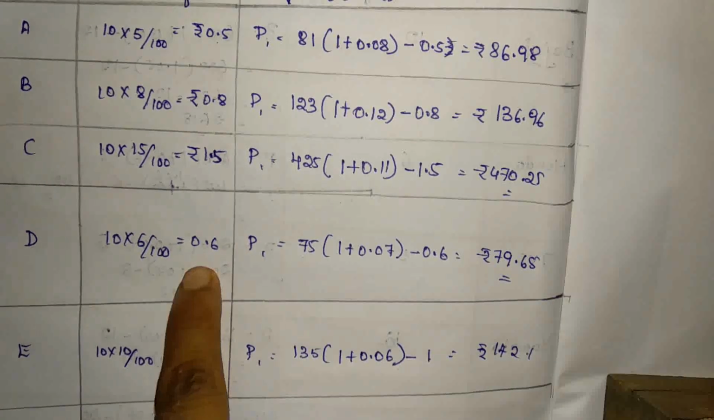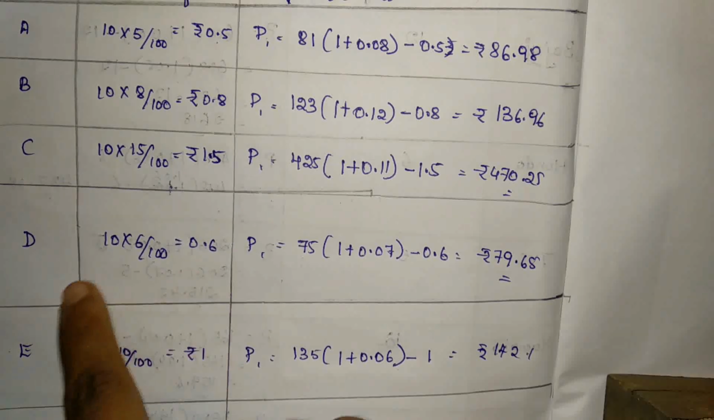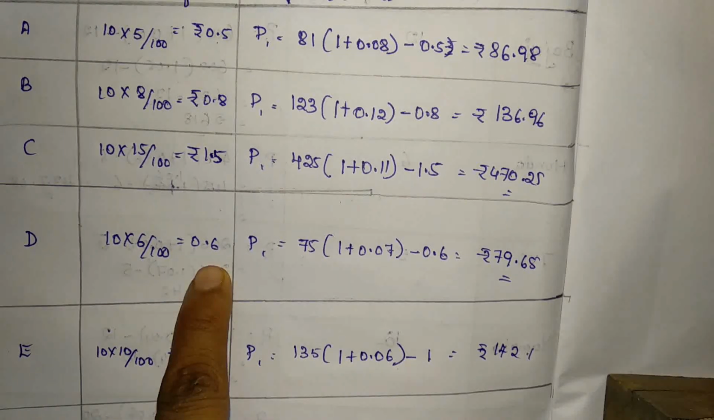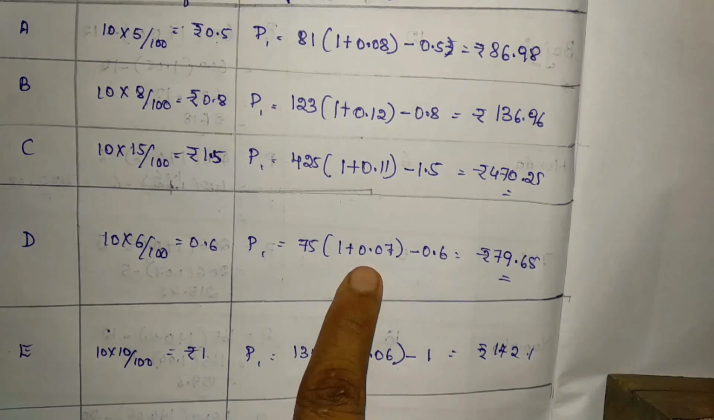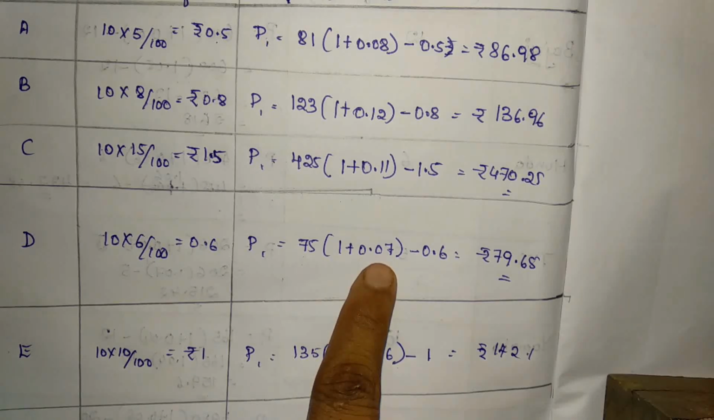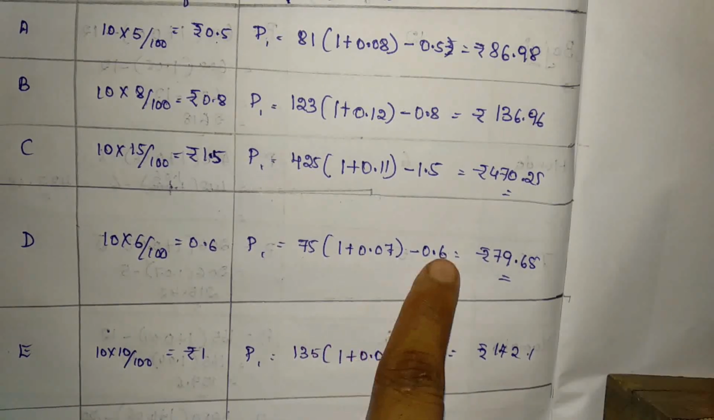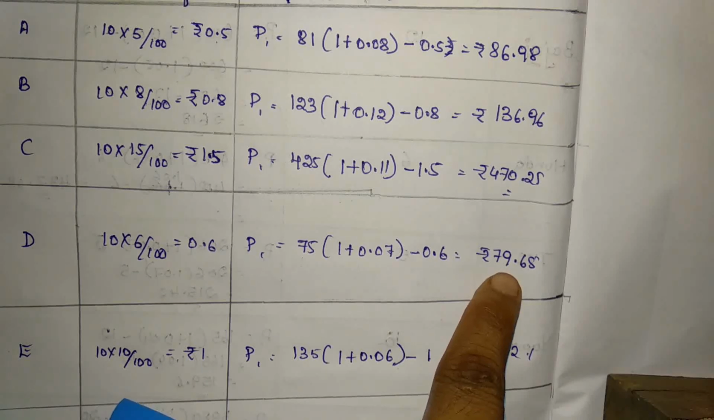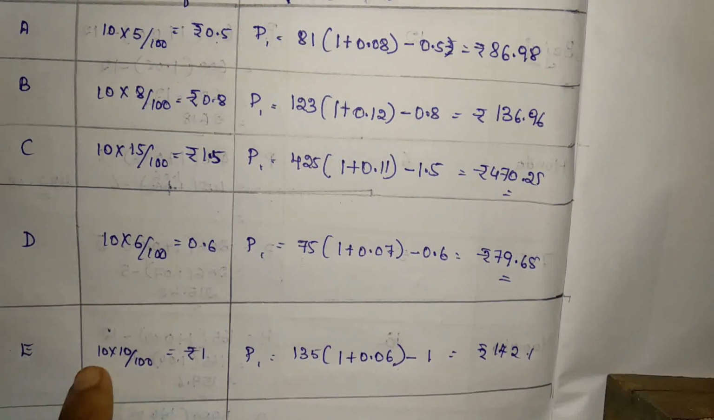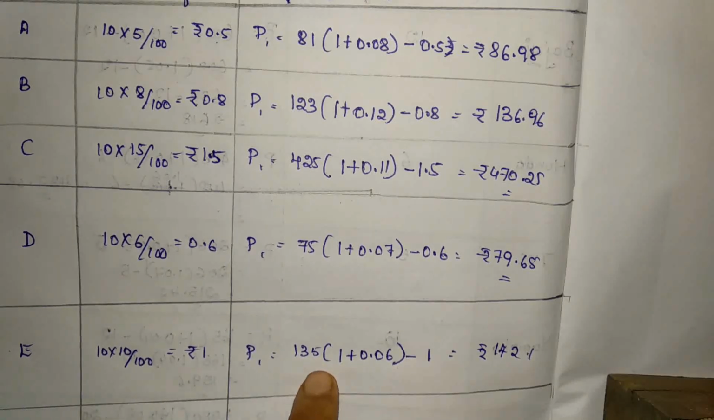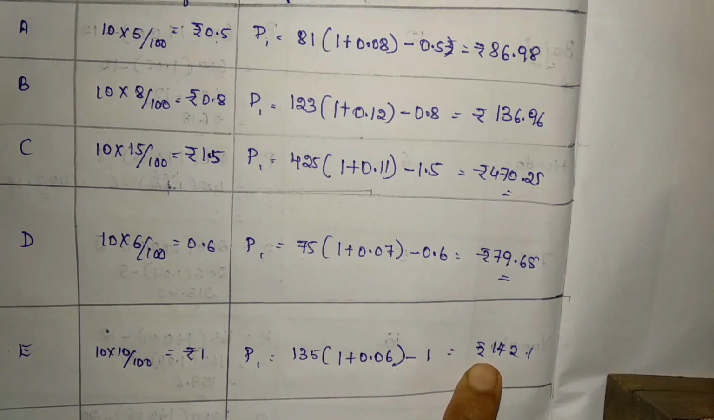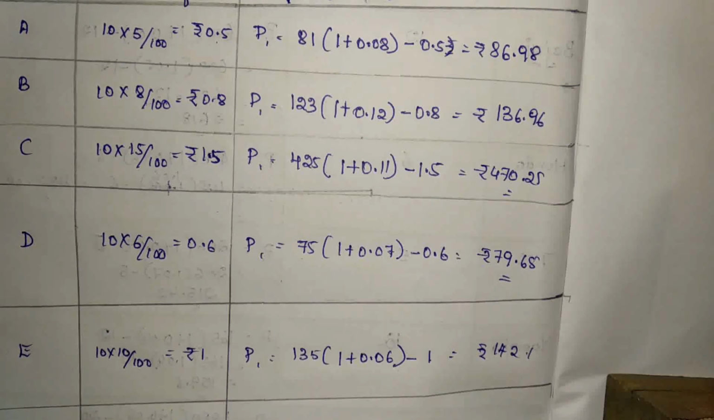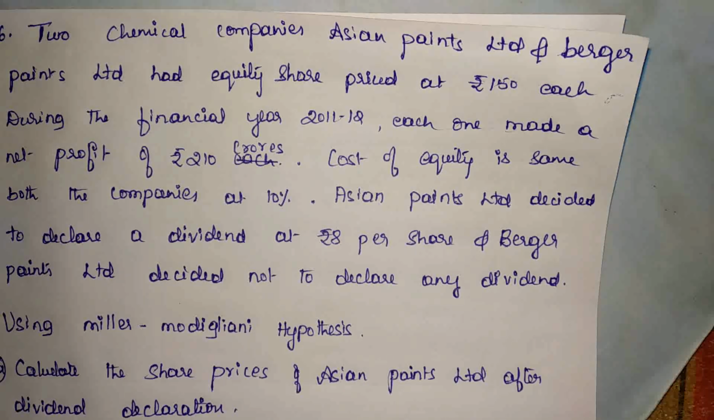Similarly, for company D, face value into dividend percentage gives the dividend per share in rupees, which is 0.6. So the price at the end is 75 into 1 plus 0.07, which is 1.07, minus 0.6. So the price is 79.65. And for the last company, the dividend is 10 into 10%, which is rupees 1. So P1 is equal to 135 into 1 plus 0.06 minus 1. The price is rupees 142.1.